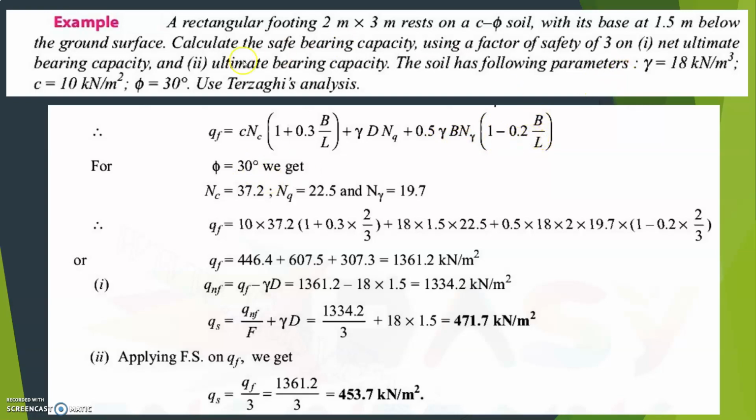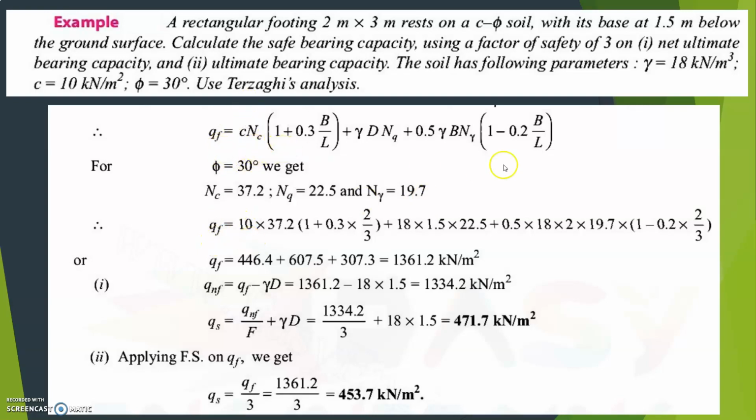Now phi is equal to 30 degree. Here it is not mentioned whether local shear failure or general shear failure. So I consider general shear failure. Okay, so take the values for 30 degree. Nc is equal to 37.2, Nq is equal to 22.5 and N gamma is 19.7. This is on using the table. Now you have to calculate what is ultimate bearing capacity.